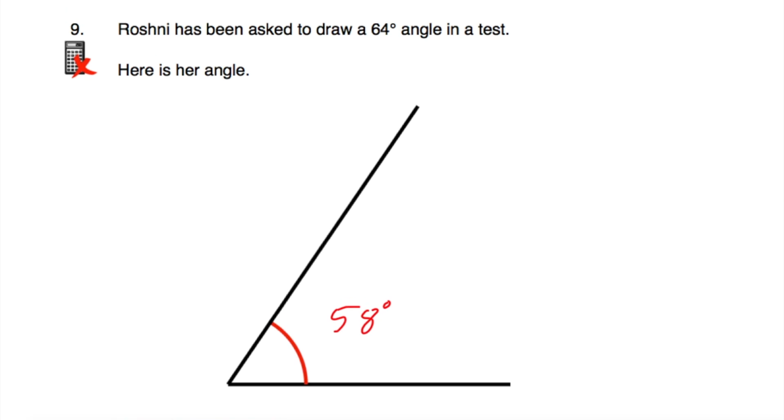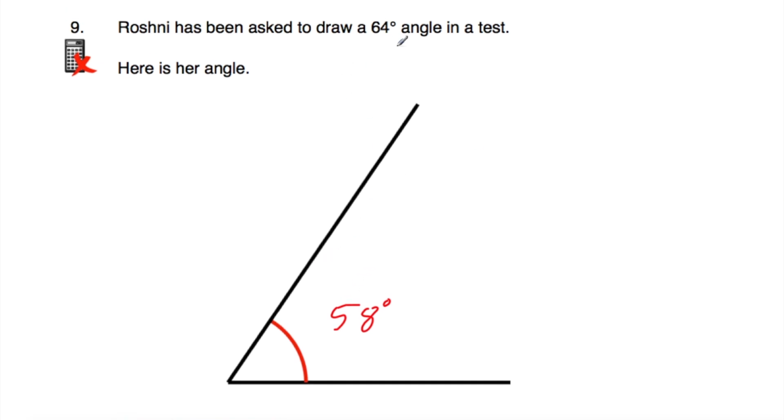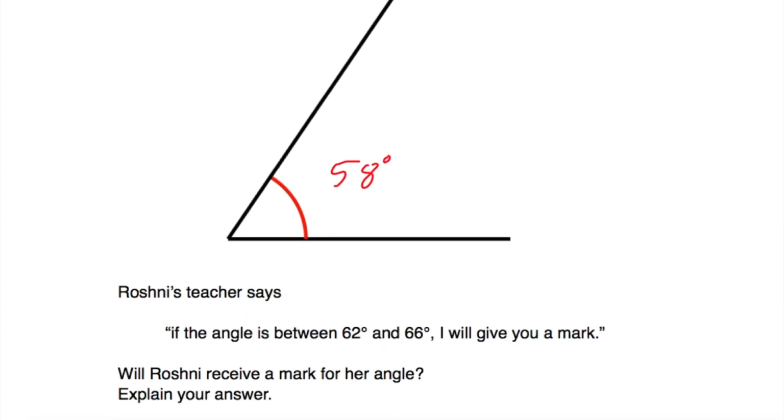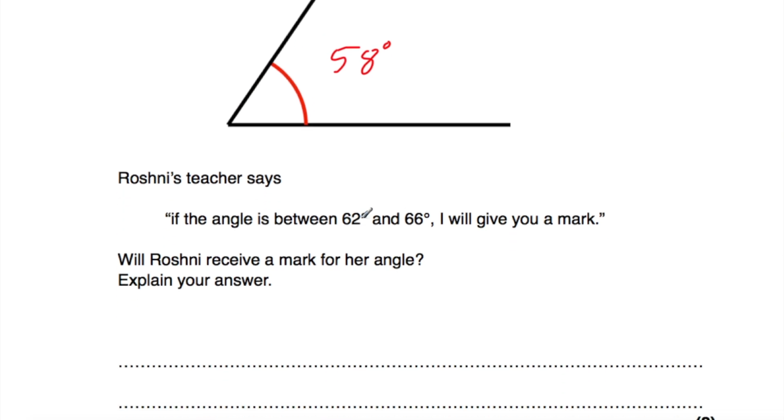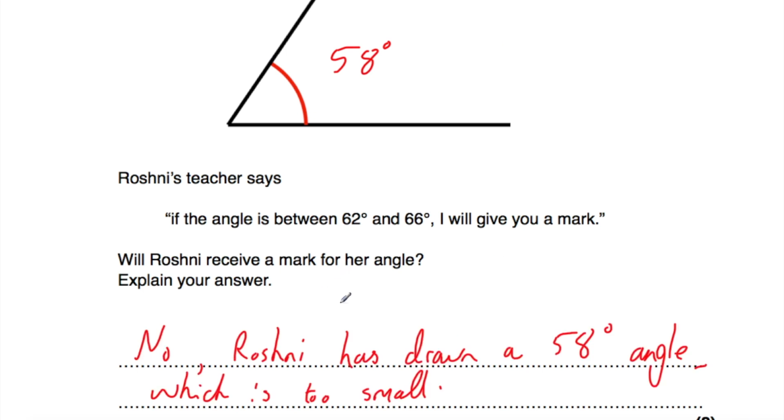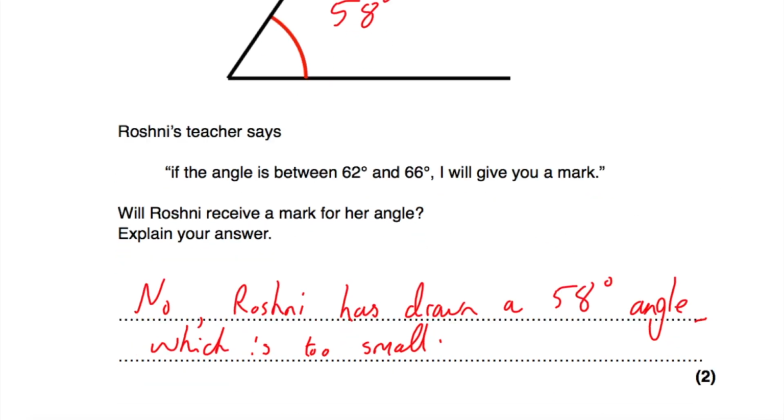So the teacher said she was asked to draw a 64-degree angle, so her actual answer is 6 degrees below what it should be. And the teacher said if it was between 62 and 66, she'd be given a mark. Will she receive a mark? Well, no, that angle's too small, so let's explain that. I've just explained that Rosalie has drawn a 58-degree angle, which is too small. Okay, let's look at our next question, question number 10.